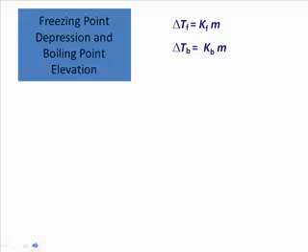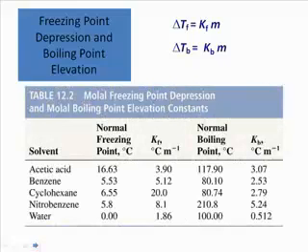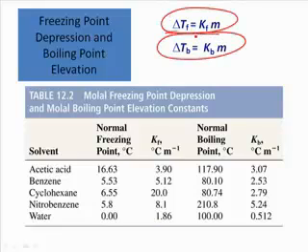Here are the two expressions that we're going to use. This is a table that has some examples of particular solvents, their normal freezing and boiling points, and then this constant. The thing I want you to realize here is that the freezing point and boiling point constants you're going to use in these two equations are specific to the solvent.